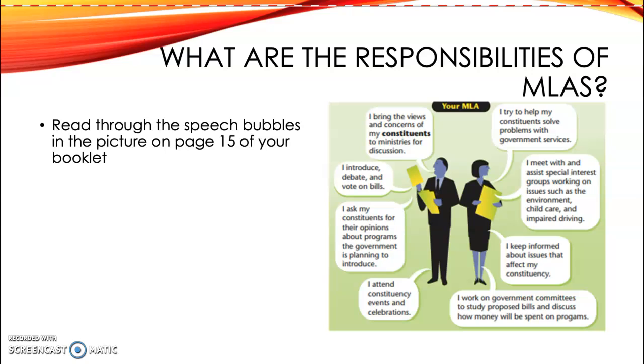So, your MLA. I try to help my constituents solve problems with government services. I meet with and assist special interest groups working on issues such as the environment, childcare, and impaired driving. I keep informed about issues that affect my constituency. I work on government committees to study proposed bills and discuss how money will be spent on programs. I attend constituency events and celebrations. I ask my constituents for their opinions about programs the government is planning to introduce. I introduce, debate, and vote on bills. I bring the views and concerns of my constituents to ministries for discussions. So these are some of the jobs that are done by MLAs.